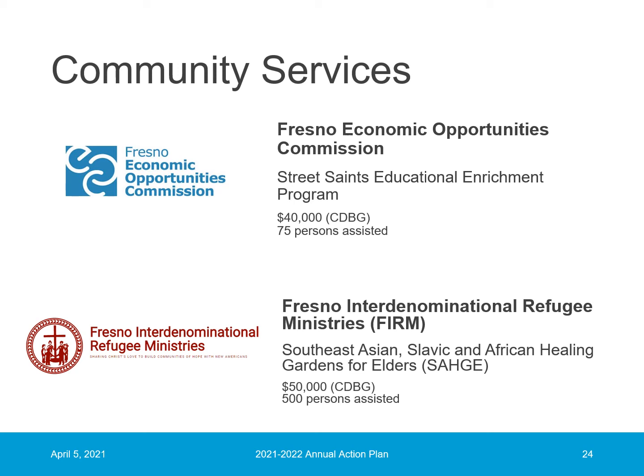$50,000 of CDBG funds are proposed for Fresno Interdenominational Refugee Ministries' Southeast Asian, Slavic, and African Healing Gardens for Elders, which provide essential outlets for low-income Southeast Asian, Slavic, African, and other refugee elders to reduce stress, socialize with friends, and increase access to healthy and nutritious foods. FIRM will provide operational support for 4 community gardens located in the city of Fresno and will host monthly elder gatherings with nutritious meals for low-income refugee elders who are 62 plus, who speak Hmong, Lao, Khmer, Russian, and other languages.